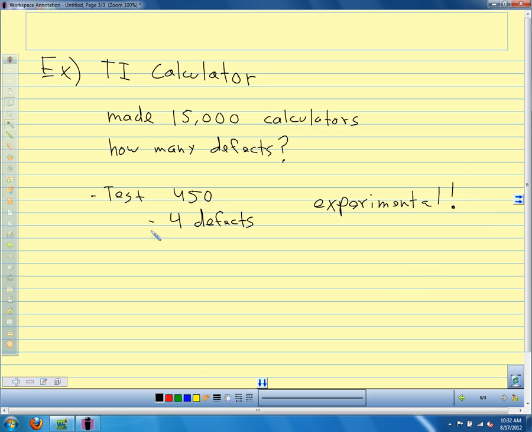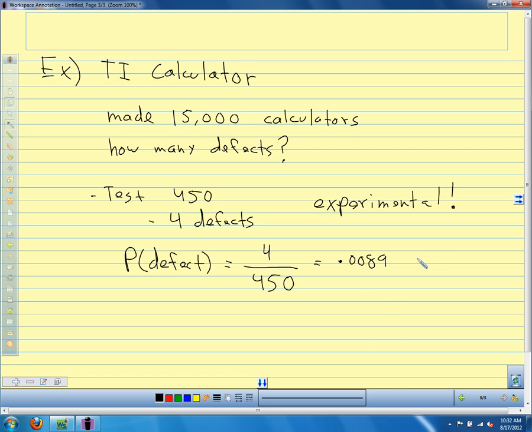So from this test, how are we going to calculate our probability of a defect? What's our favorable event for a defect? 4, because we have 4 defects. So our probability of a defect is 4. And how many times do we do the experiment? 450 times. So our experimental probability of the defect is 4 out of 450. If I plug that into my calculator, I get 0.0089.